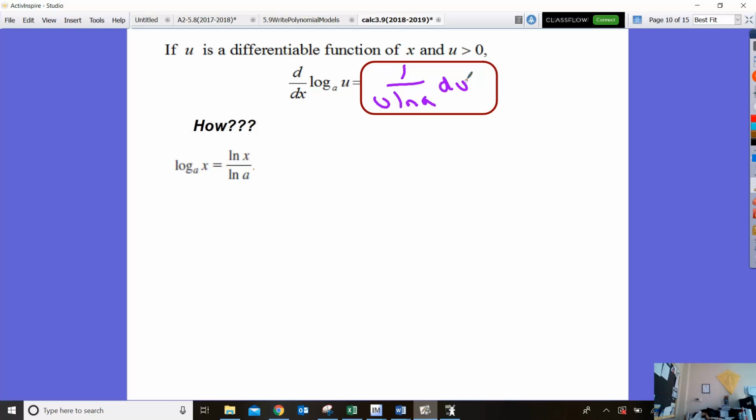Okay. So log base a of x is the natural log of x over the natural log of a. Any issues with that? No. Okay. Well, what we'll do is we'll take the derivative of the natural log of x over the natural log of a.